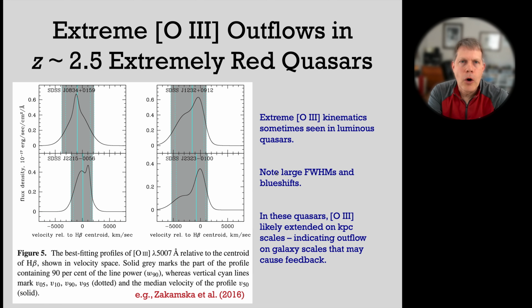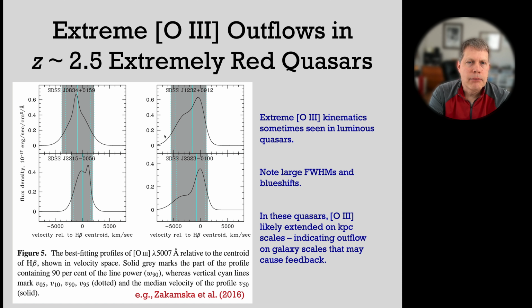People also then have gone and looked at higher luminosity objects. Here is an interesting study of extremely red quasars, in this case at redshifts of about 2.5. So these are very luminous quasars now. And in some cases, you see extreme outflows as traced by forbidden O3. And you can see that here. These are basically best fit profiles of oxygen 3. The technical details of how exactly they're fit are complex, but are described in this paper.